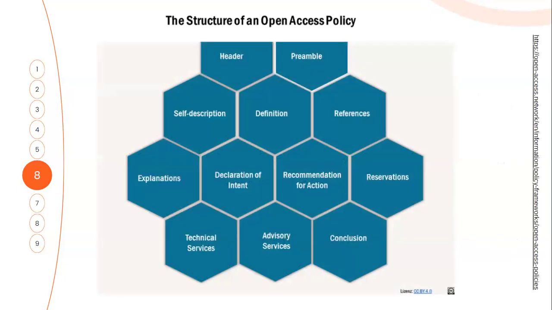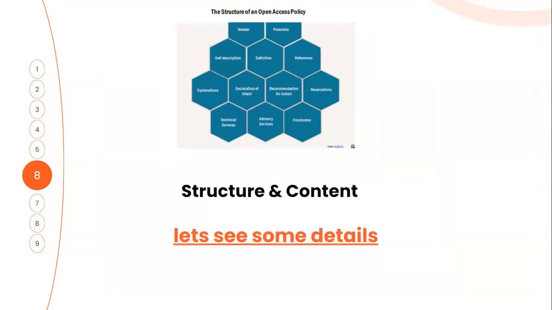So what is the structure of a policy? We need to know this to move on. So the structure of the policy, at the beginning, you need a header, and then a preamble, self-description, definition, references, explanations, declarations of intent, recommendation for action, reservations, technical services, advisory services, and conclusion. And I will take you through this.